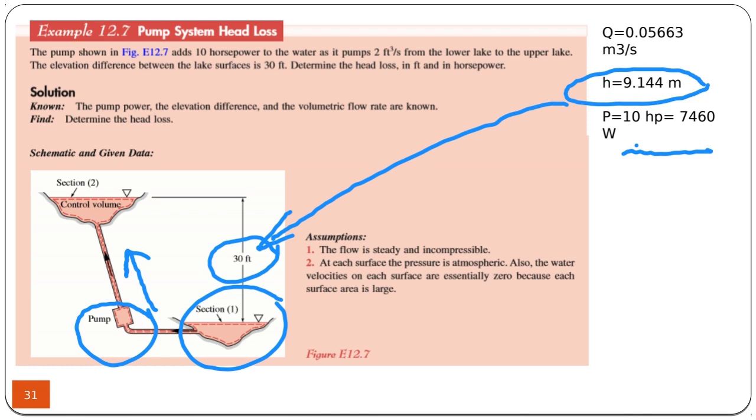It's the power of the pump. So 10 horsepower is 7,460 watts. And also the flow rate is given as 0.05663 cubic meters per second.